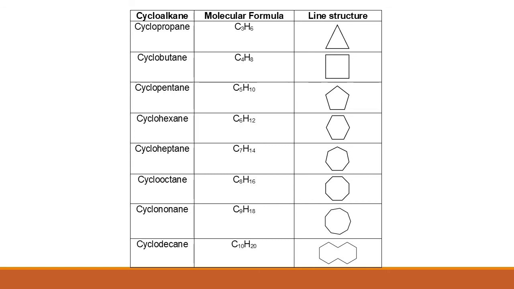Here are examples of cycloalkanes, from cyclopropane to cyclodecane. You should become familiar with the shapes of these cycloalkanes. If you are already familiar with Greek prefixes, then you should be familiar with the shapes they are referring to. For example, cyclohexane can be represented by a hexagon, and cyclooctane can be represented by an octagon line structure.